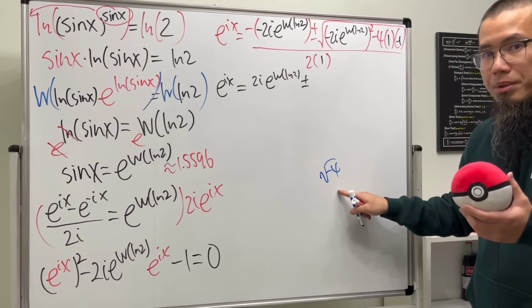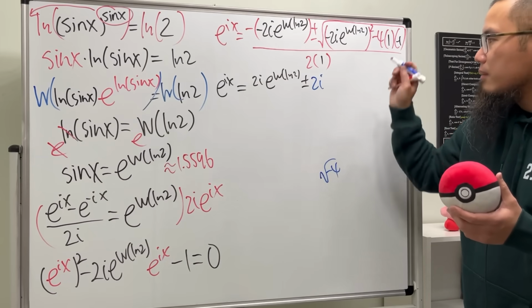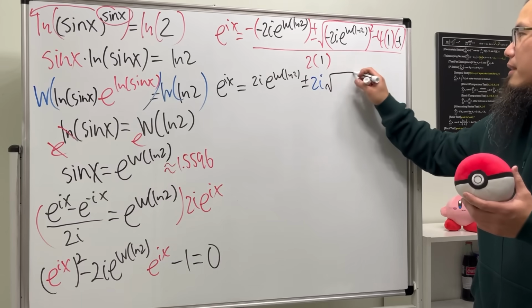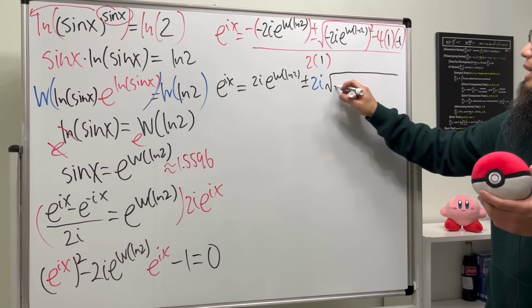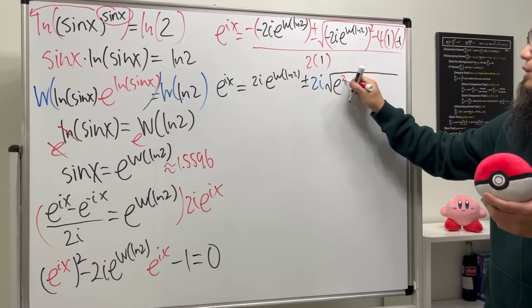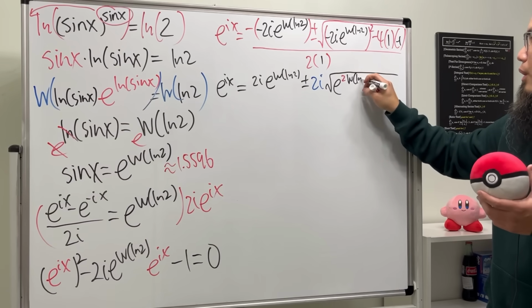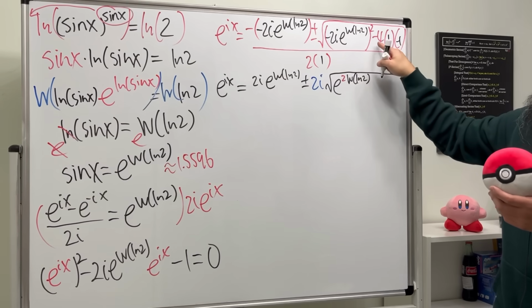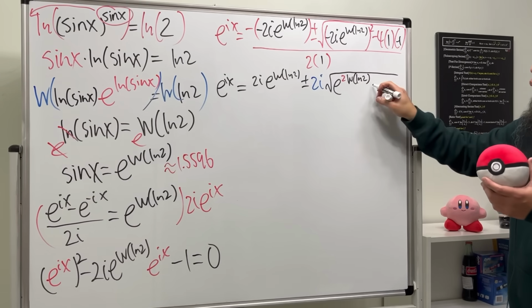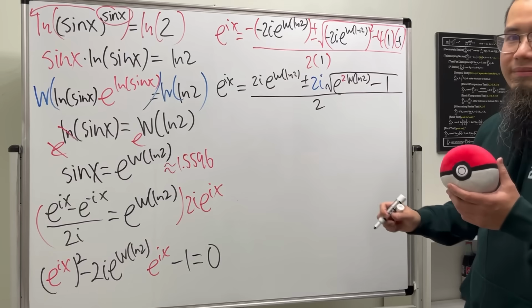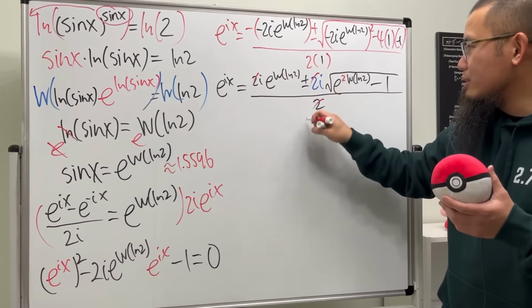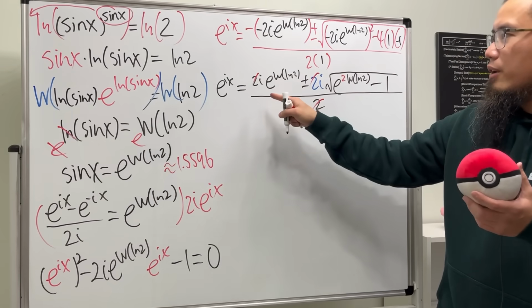So in fact, that will be a 2i right here. And then of course we have this left, but we have to do that to the second power. So it becomes e, and of course we multiply the power. So we have the 2, and then W of ln2. And of course we took out the negative 4. So we have the negative 1 right here. And all divided by 2. And now, cancel, cancel, cancel. And of course we can also factor out the i.